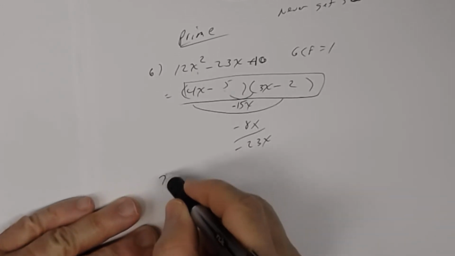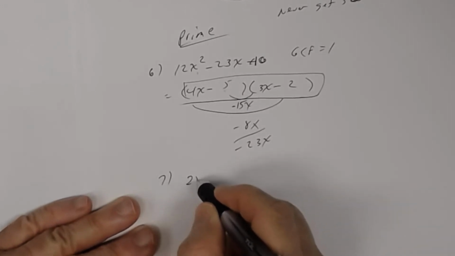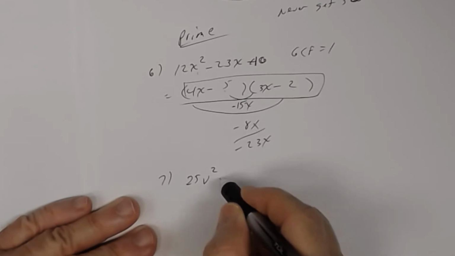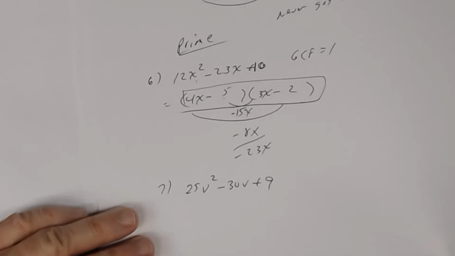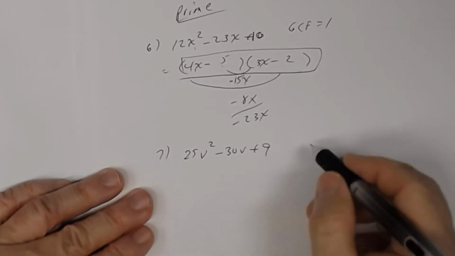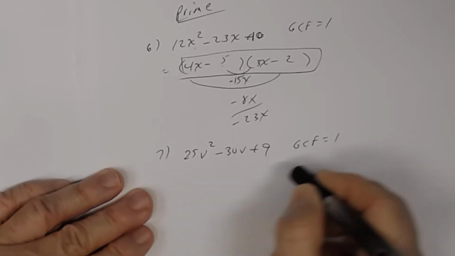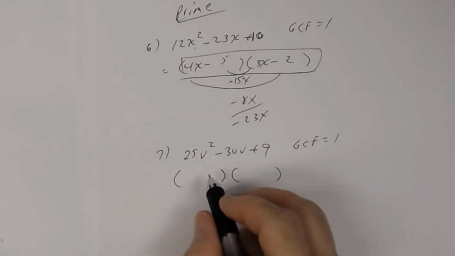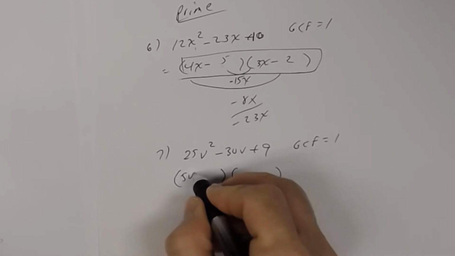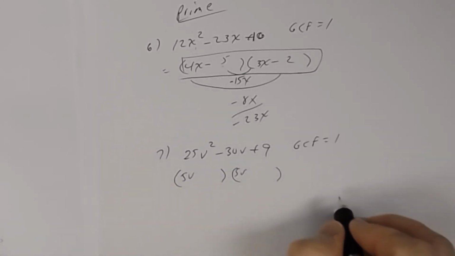All right, number 7, we have 25v squared minus 30v plus 9. Okay, so again, the GCF is 1. So let's go directly to those two binomials. And for 25v, let's try 5v and 5v. So 5v times 5v is 25v squared.